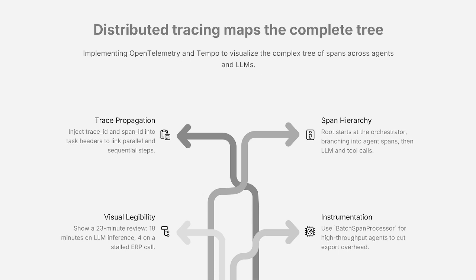And then in section 7.1 we have distributed tracing. We talked about distributed tracing in depth. Distributed tracing maps the complete tree. So implement OpenTelemetry, which is a platform for collecting logs, and then you can use Tempo or Elastic for visualization, or Grafana, anyone you want. Then the complex tree of spans across agent and LLM. And these are the kinds of traces that you can measure.